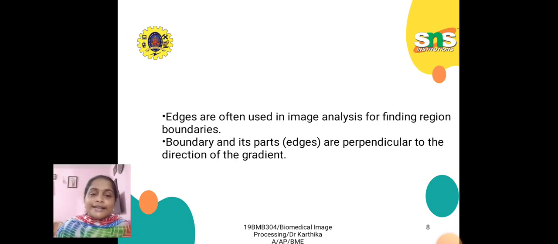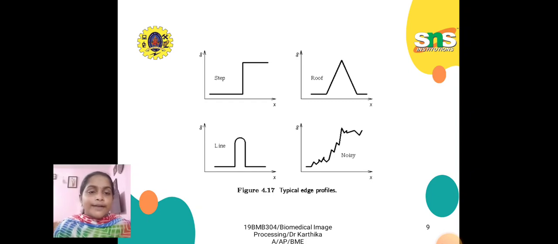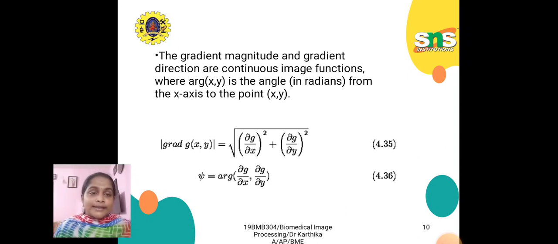Here the edges are often used in image analysis for finding region boundaries. Boundary and its parts: edges are perpendicular to the direction of the gradient. Here we have some typical edge profiles: step, roof, line and noisy. Here the gradient magnitude and gradient direction are continuous image functions where r of x, y is the angle in radians from the axis to the point x, y. The formulas are represented here.